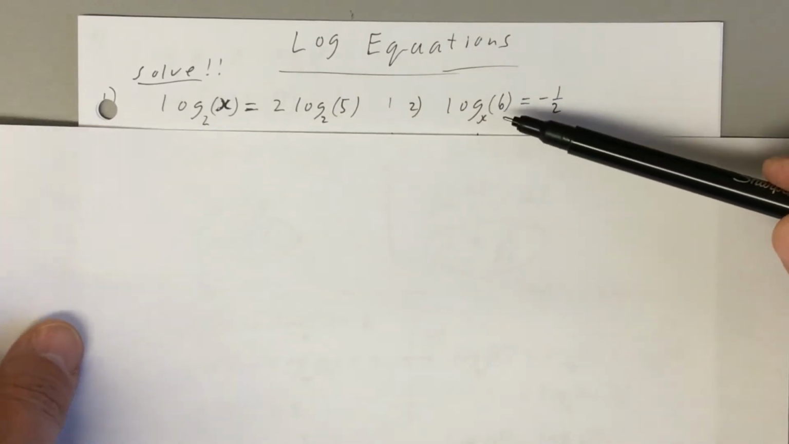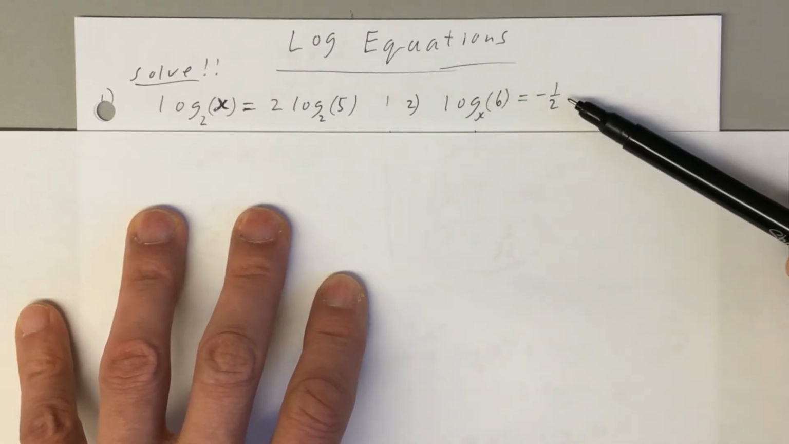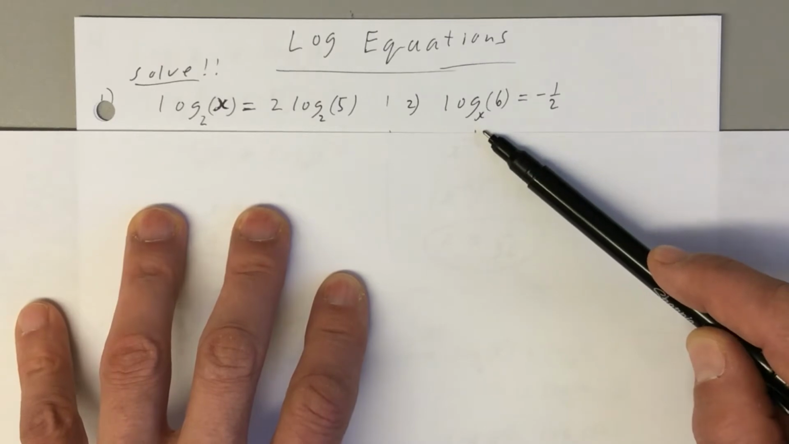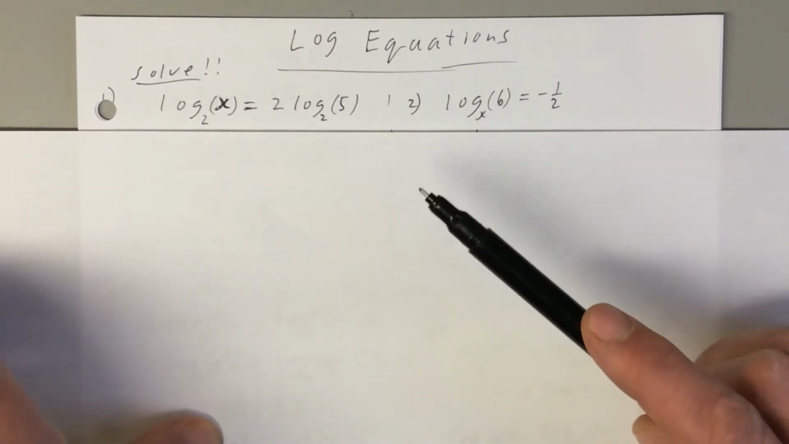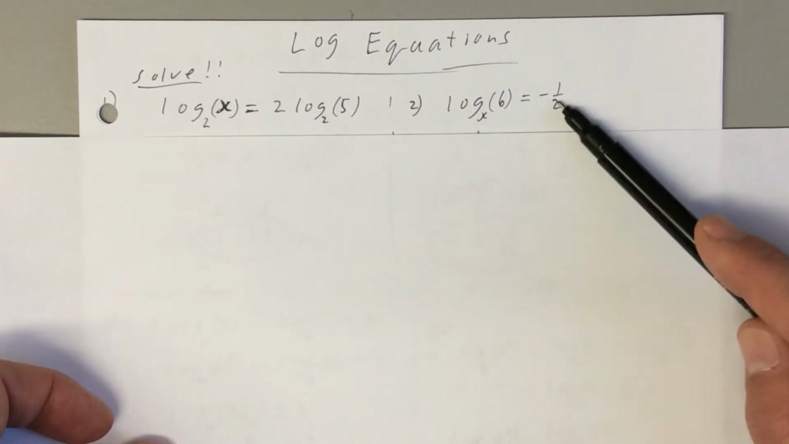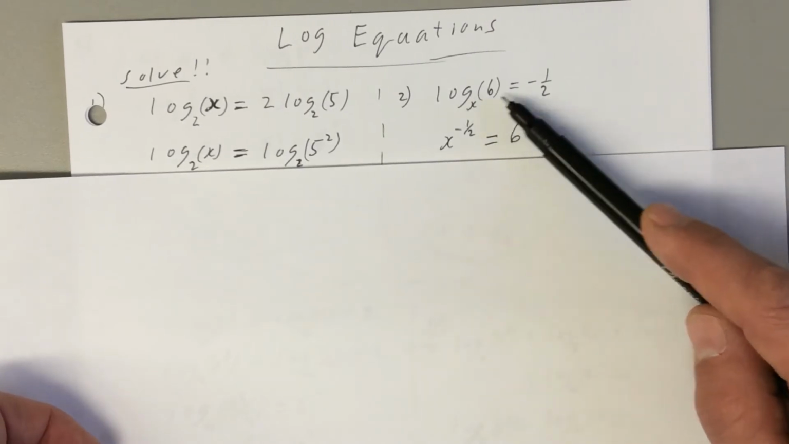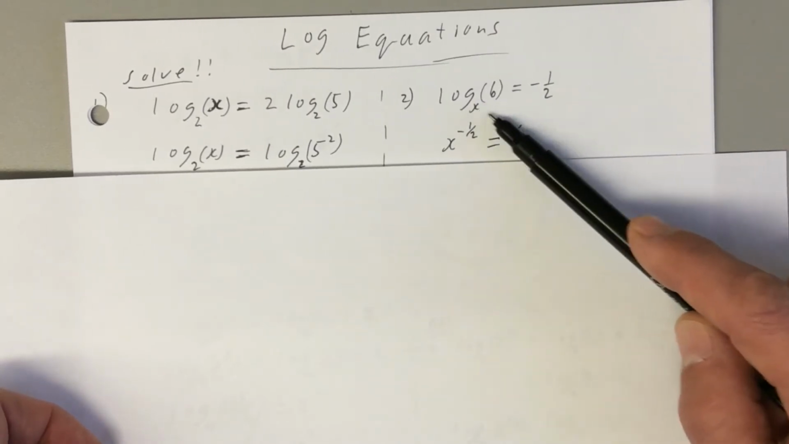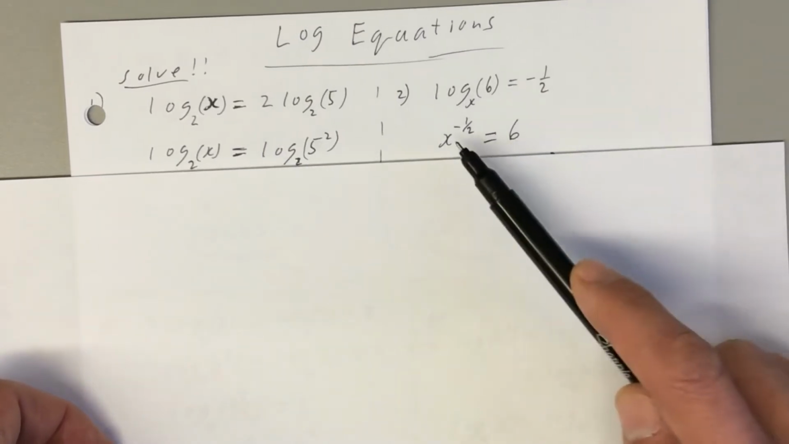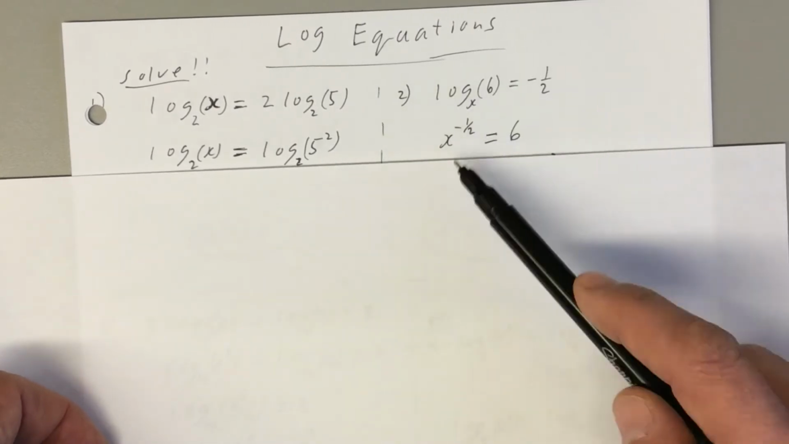Now for this one over here, log base x of 6 equals negative 1/2. So we're actually solving for the base in this one. If that's true, then we can rewrite this as x to the negative 1/2 must equal 6. So rewriting this as an exponential expression, it's x to the negative 1/2 equals 6. Now, what to the negative 1/2 equals 6? Well, we can rearrange this a little bit.